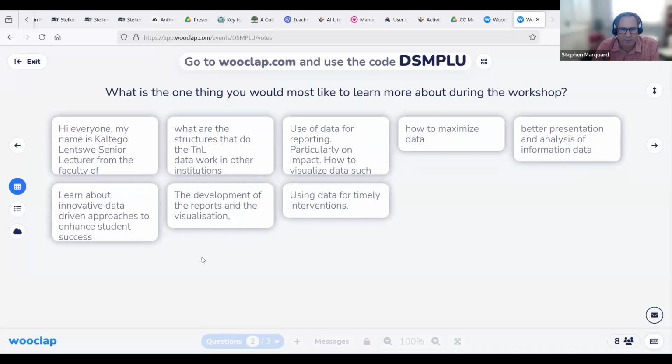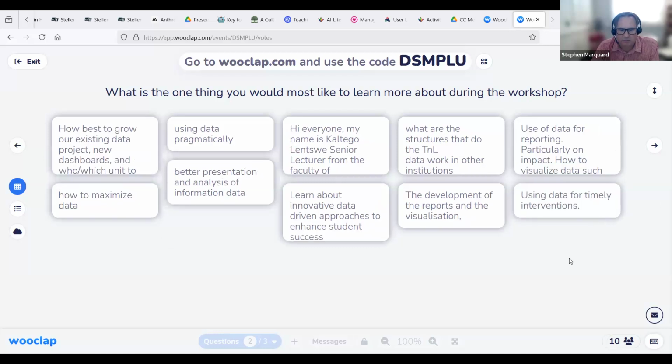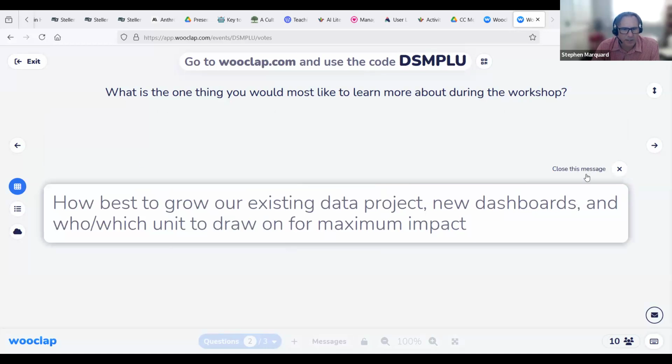Using data for timely interventions. That's a big theme of ours in DAS. Trying to speed up the data to action timeline. Okay, data for reporting, particularly on impacts, using data pragmatically, another important aspect. Okay, thanks for those answers.